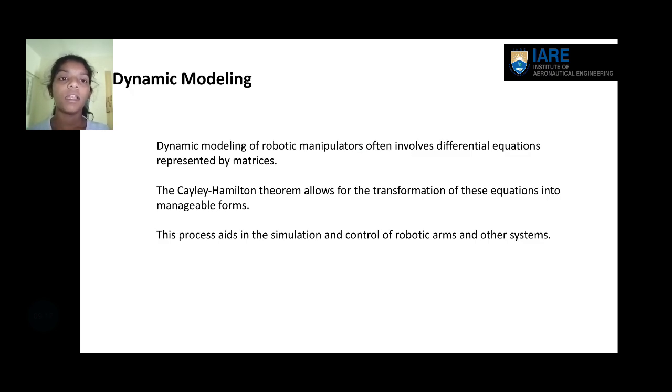Dynamic modeling. Dynamic modeling of robotic manipulators often involves differential equations represented by matrices. The Cayley-Hamilton theorem allows for the transformation of these equations into manageable forms. This process aids in the simulation and control of robotic arms and other systems. The Cayley-Hamilton theorem is used for the dynamic modeling of robotics.